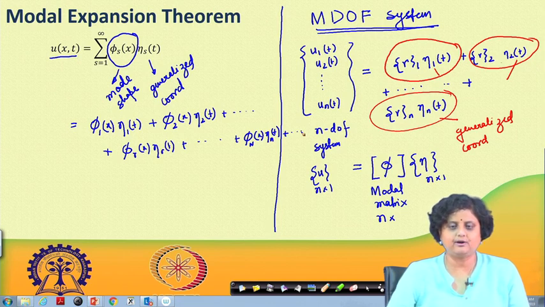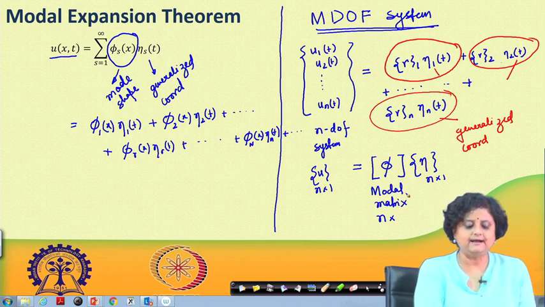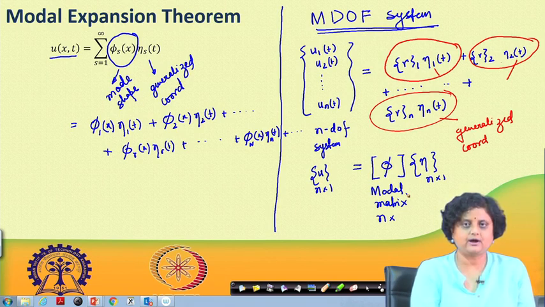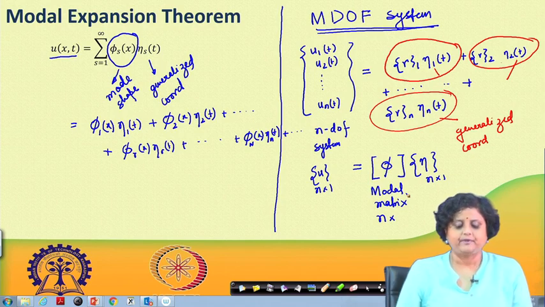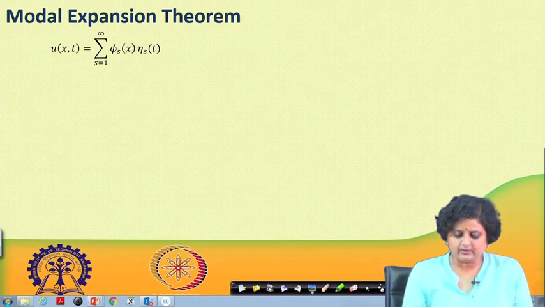Okay. So, we can see a direct extension of the modal expansion theorem that we have discussed in detail for a multi-degree of freedom system can be applied to a continuous system as well. So, here it was a matrix product because the mode shapes were vectors, and here it is a summation of the mode shape, which is a continuous function of x, and eta s t. Okay. So, with this we are going to move on to the next slide.